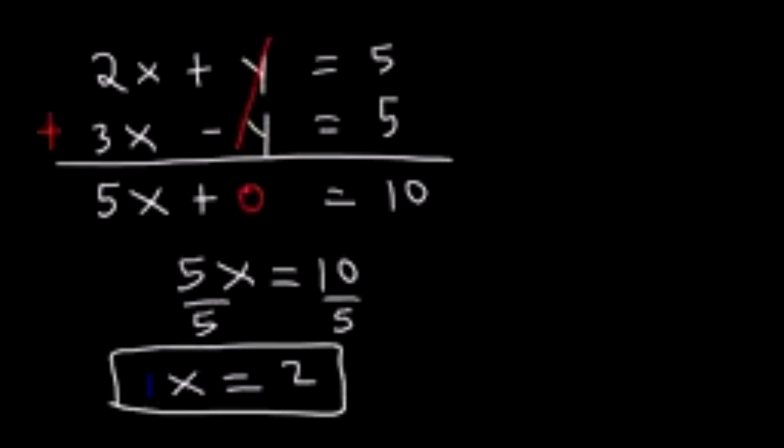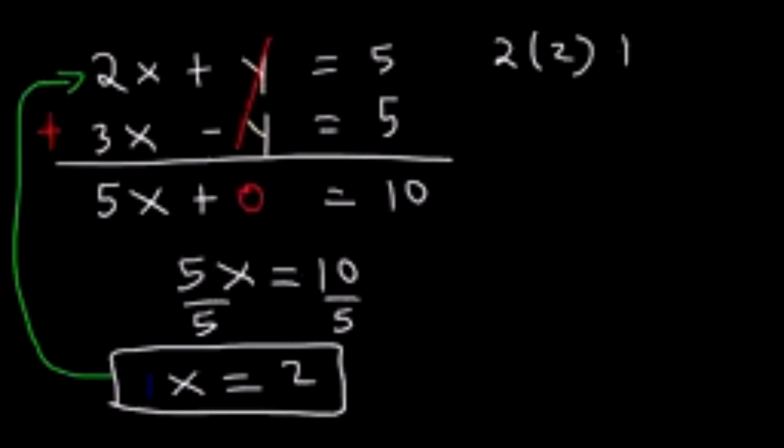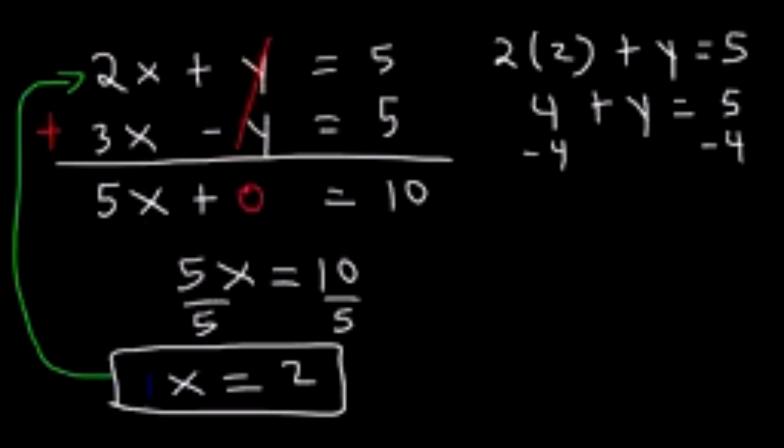Now that we have the value of x, what we need to do is plug it back into one of the original equations to get the value of y. Let's use the first one. So let's replace x with 2, not 1. And let's find the value of y. 2 times 2 is 4. So 4 plus y is 5. Now if we subtract both sides by 4, we can get the value of y. So y is equal to 5 minus 4, which is 1.